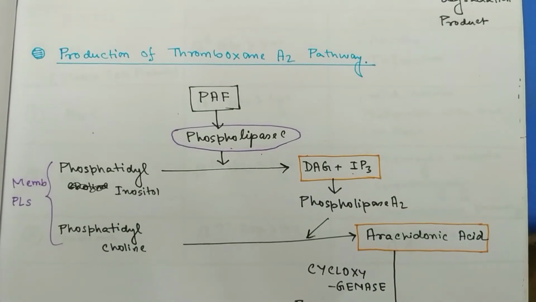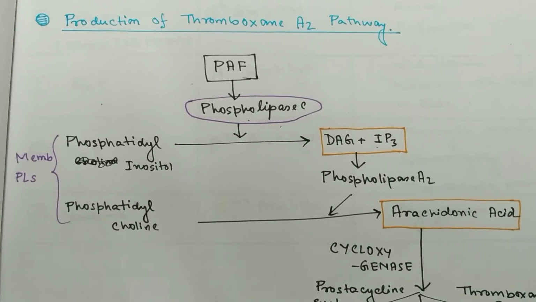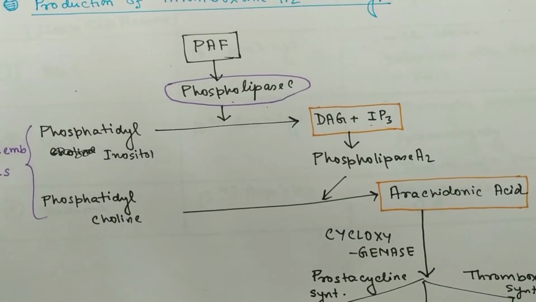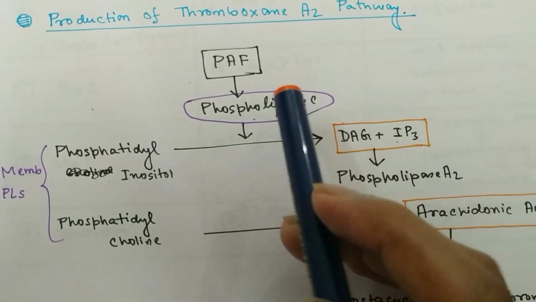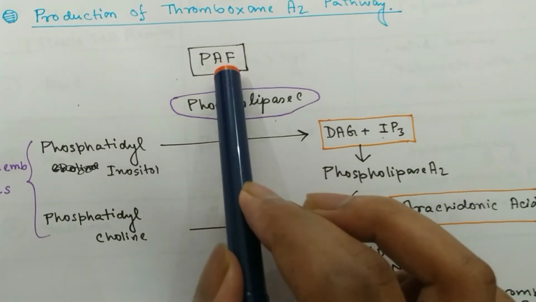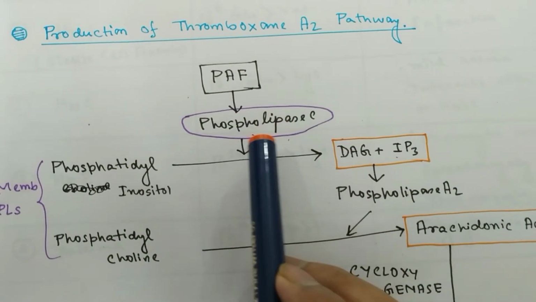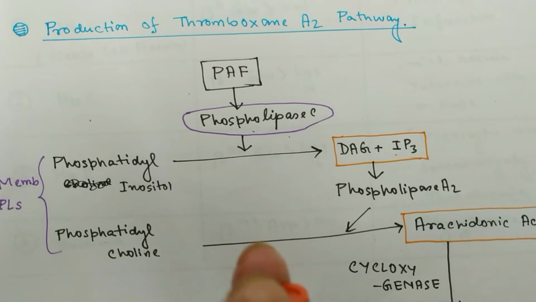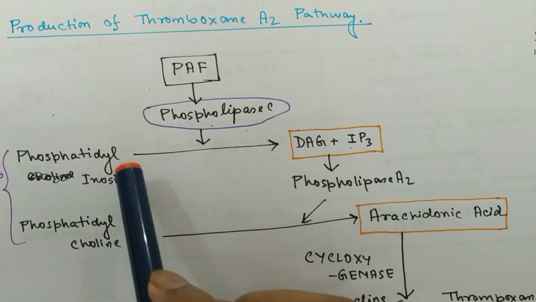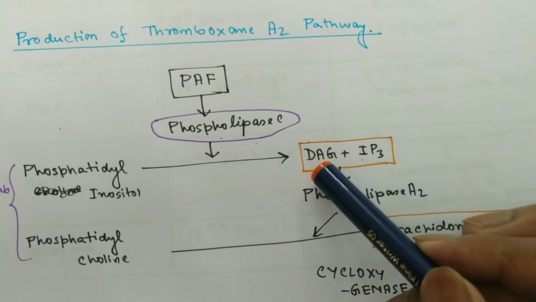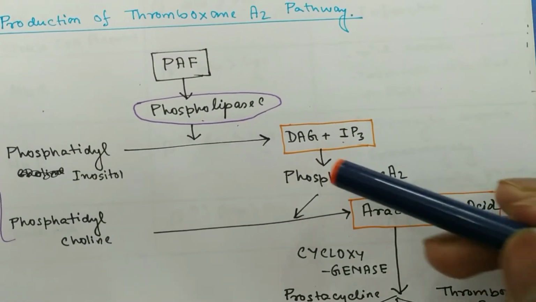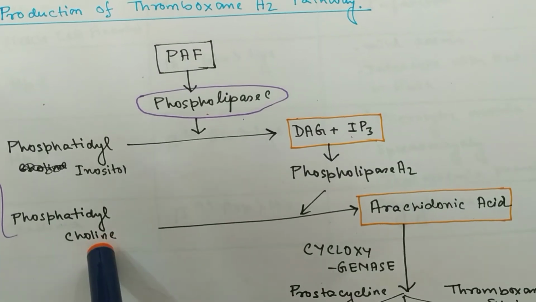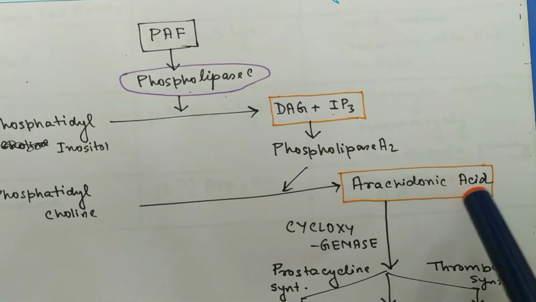Now finally we will move forward to the production of thromboxane A2 pathway. Due to the binding of platelet with von Willebrand factor, there is release of some platelet activating factor which will activate phospholipase C, an enzyme responsible for the degradation of membrane phospholipids like phosphatidylinositol or phosphatidylcholine. Like phosphatidylinositol will break down into diacylglycerol and inositol triphosphate, which will sequentially activate phospholipase A2 to act upon phosphatidylcholine, and arachidonic acid formation thus occurs.